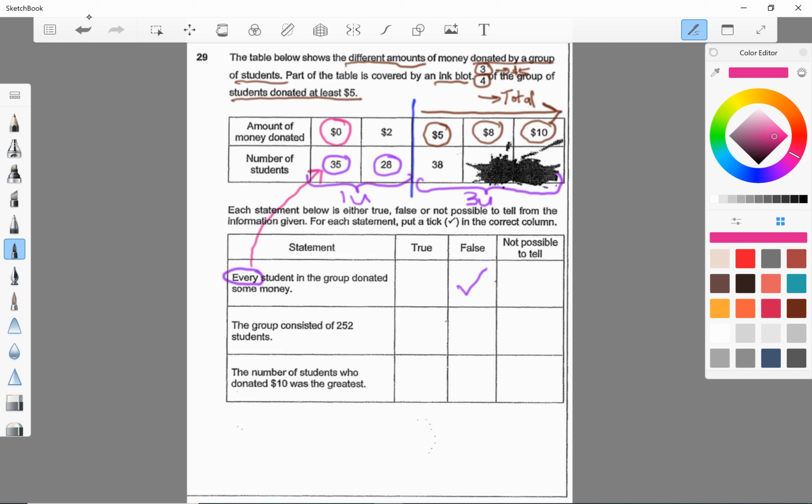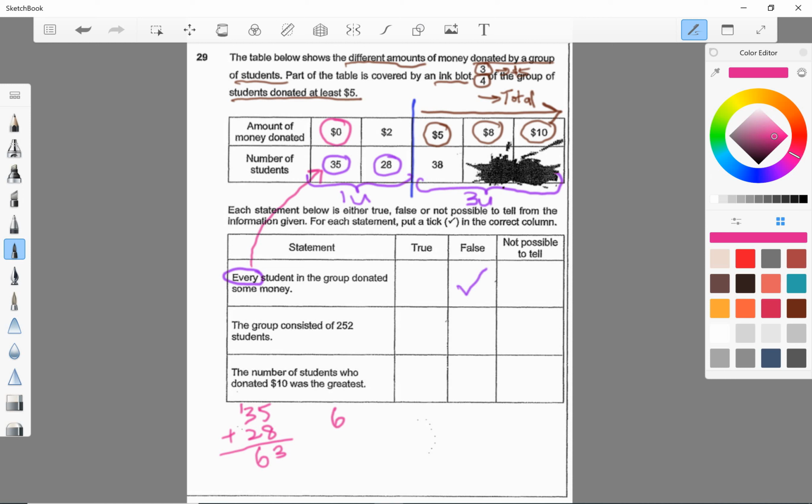So if we were to add up 35 plus 28, 5 plus 8 is 13, 1 plus 3 is 4, plus 2, I get 6. So I get 63, which is 1 quarter.